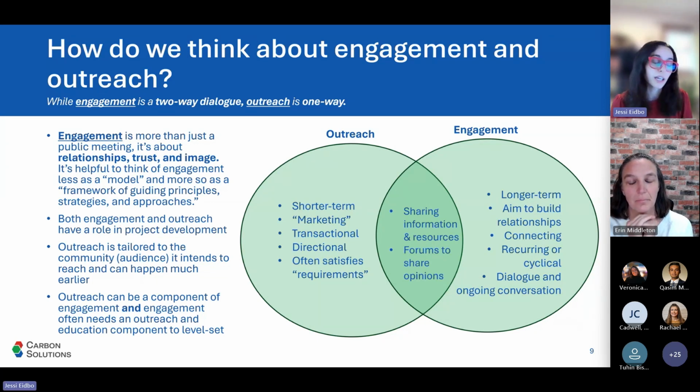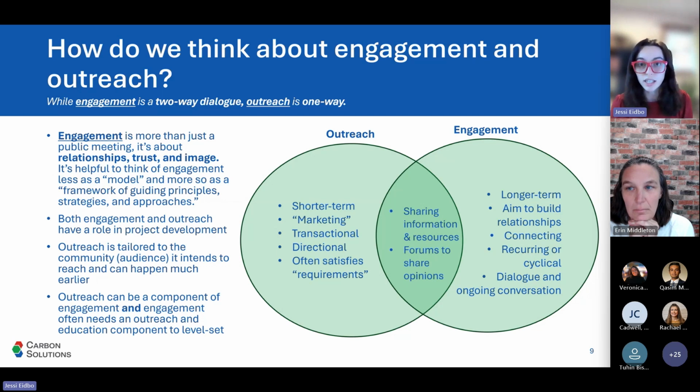Outreach, we can define as a bit shorter term. It may look like the marketing or the informational outreach you do to provide education or materials, but you're not necessarily looking for input. You're not necessarily looking to have conversation about it. And there are often requirements for many things, not just federal projects, right, that outreach does satisfy that isn't engagement. And so there may be, this is not prescriptive, but there may be instances where you're not seeking to do or have engagement for a broad number of reasons.